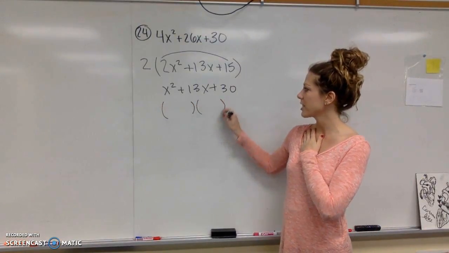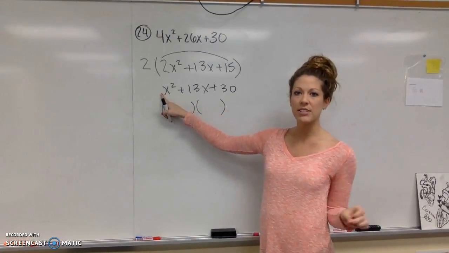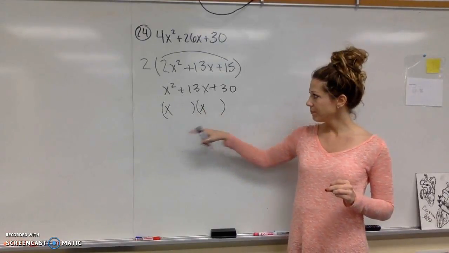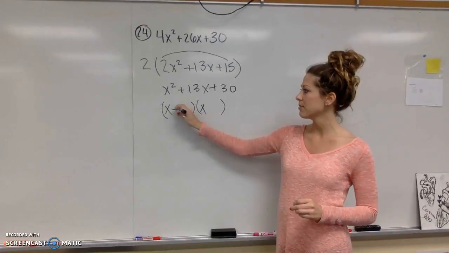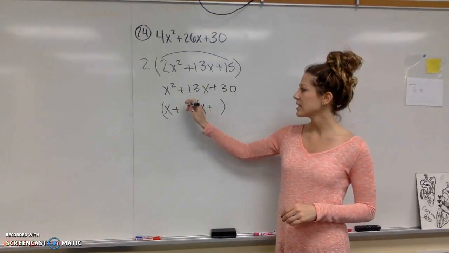So then when we factor that into two binomials, because now we've got something we can factor because there's not a leading coefficient anymore, we've got x and x. Plus sign in the back means they're going to be the same sign. They're both going to be positive. Two numbers that multiply to 30 and add to 13, that's 10 and 3.